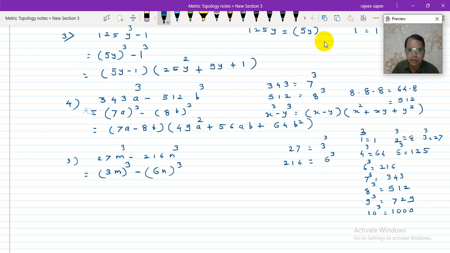Now use the same formula, x cube minus y cube, but in place of x you have to take 3m now, and in place of y we have to take 6n. So what will be the final factorization? x minus y, so it will be 3m minus 6n. This will be the first bracket, and in the second bracket we have x square, that is 3m square, so it is 9m square. Middle term will be product of 3m and 6n.